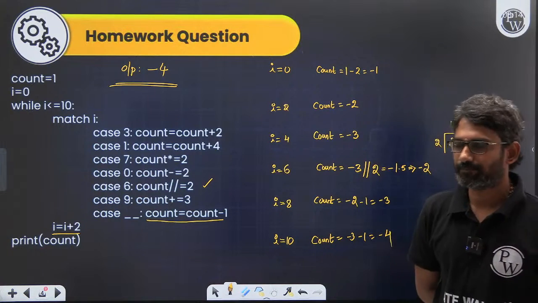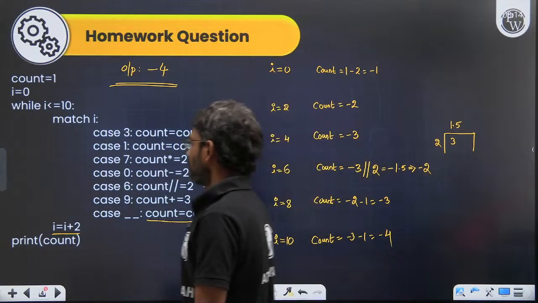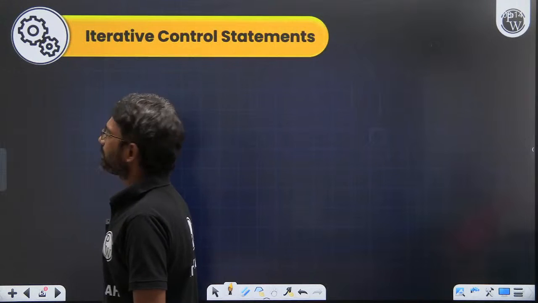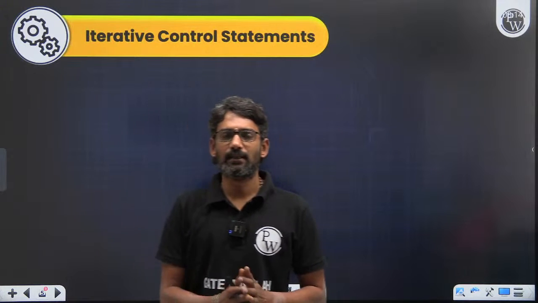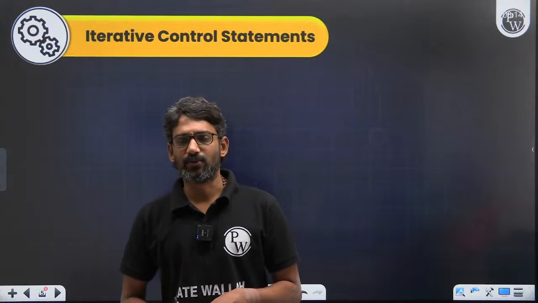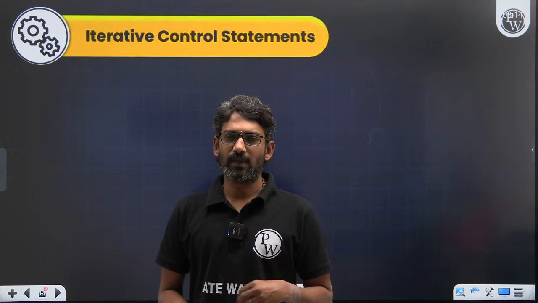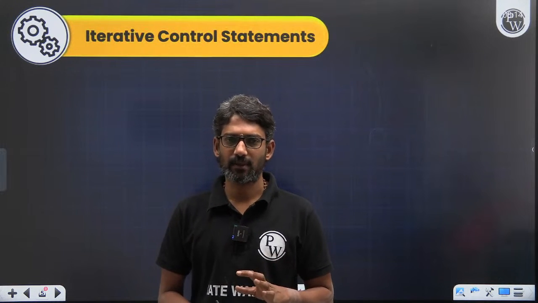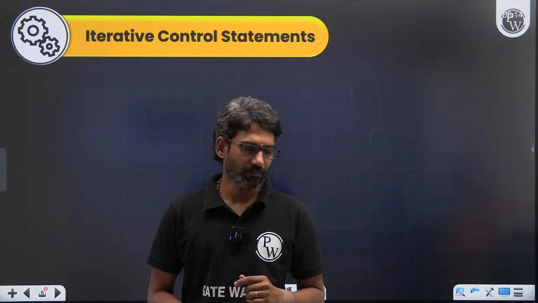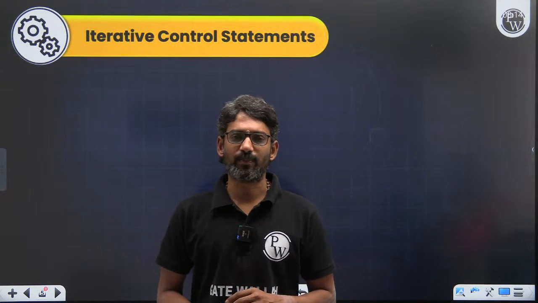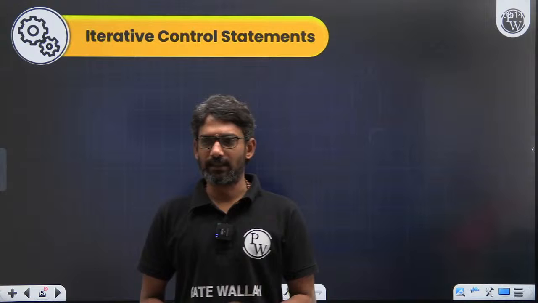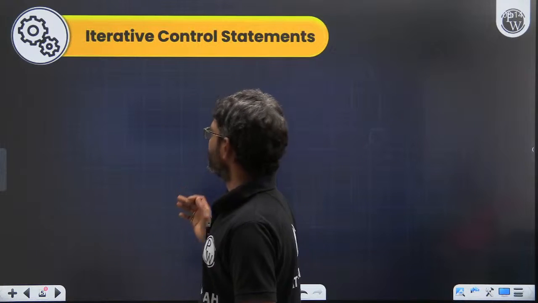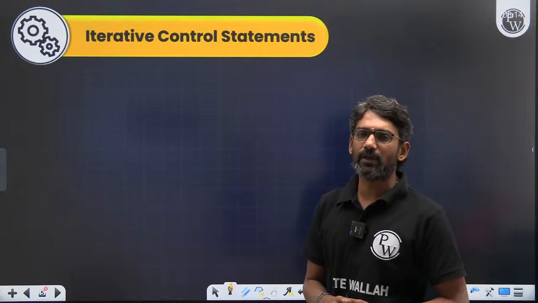Clear? Okay. Now, yesterday we discussed till selection statements only. So let us continue control statements and finish this part first. Then we move on to today's topic, that is strings and lists. Okay. Now, what is this iterative control statement?